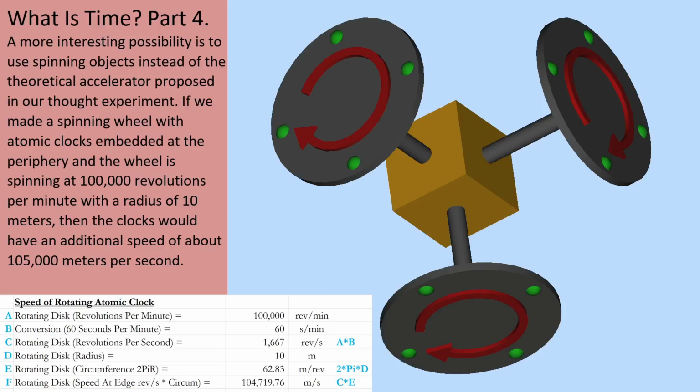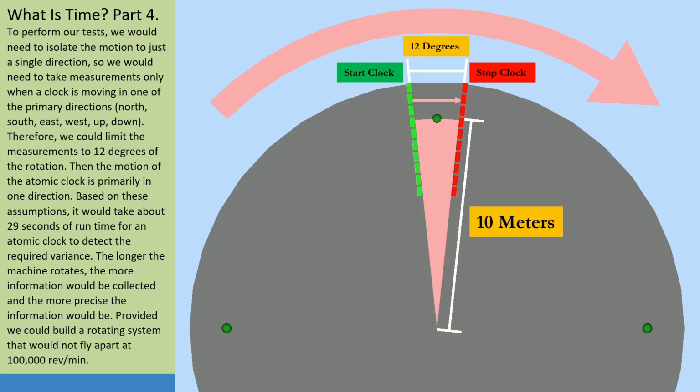If we made a spinning wheel with atomic clocks embedded at the periphery, and the wheel is spinning at 100,000 revolutions per minute with a radius of 10 meters, then the clocks would have an additional speed of about 105,000 meters per second. To perform our tests, we would need to isolate the motion to just a single direction, so we would need to take measurements only when a clock is moving in one of the primary directions: north, south, east, west, up, or down. Therefore, we could limit the measurements to 12 degrees of the rotation. Then the motion of the atomic clock is primarily in one direction.